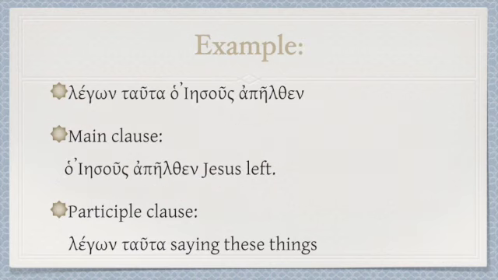Here's this phrase, legon tauta ho Iesous apelthen. And so our main clause is going to have our main verb, apelthen, and then our nominative is going to be ho Iesous. So our main clause is ho Iesous apelthen. So Jesus left. If you just typed Jesus left in Microsoft Word, that's a complete sentence. We don't need anything else.